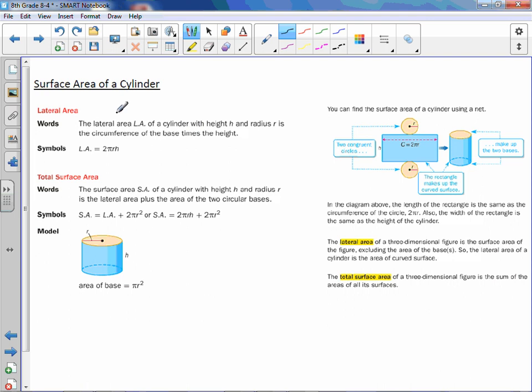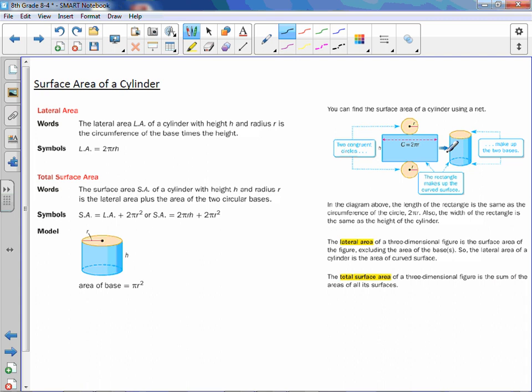Lateral area. The lateral area of a cylinder with a height h and radius r is the circumference of the base times the height. Lateral area refers to the area around the side. So in this cylinder, the blue portion would be our lateral area. The yellow, which is on the top and also on the bottom that you cannot see, it's more visible in this diagram, the bottom and top would be considered your bases.